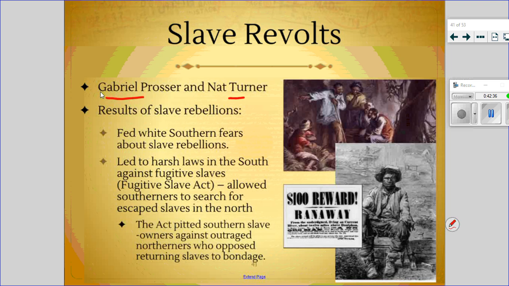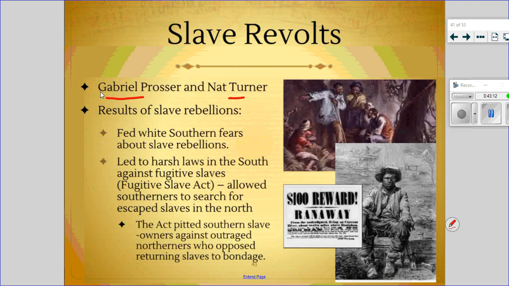Nat Turner led a slave revolt as well. Nat Turner was a preacher, an avid reader of the Bible. He believed that his purpose was to deliver his people from slavery, and so he led this very violent, bloody slave revolt, right down the road on the Eastern Shore. And after it was over, he went into hiding, and he was actually hiding nearby, but people were just terrified.